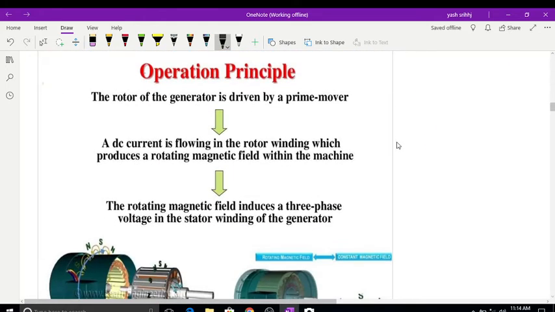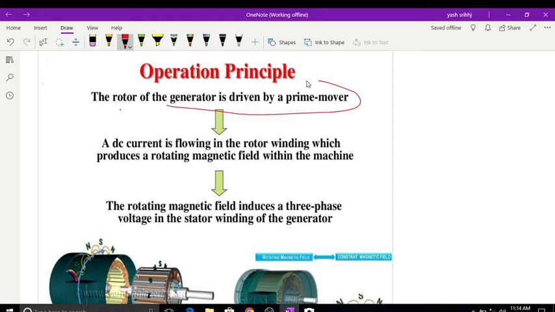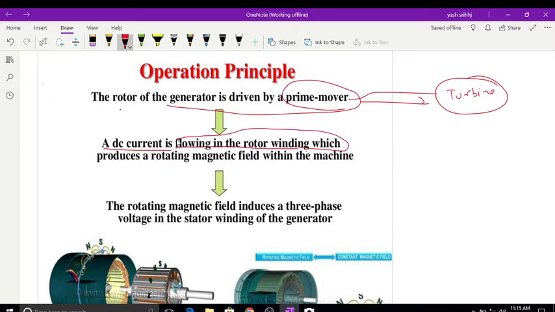And the principle of operation is: the rotor of the generator is driven by the prime mover, and the prime mover is connected to the turbine. Turbine is mechanically coupled to the alternator, so that it rotates, and a DC current flows in the rotor winding, which sets up flux. So the flux is established in the rotor.